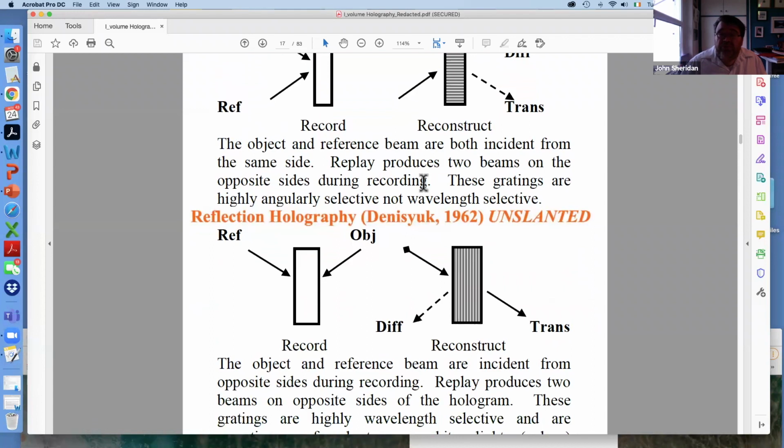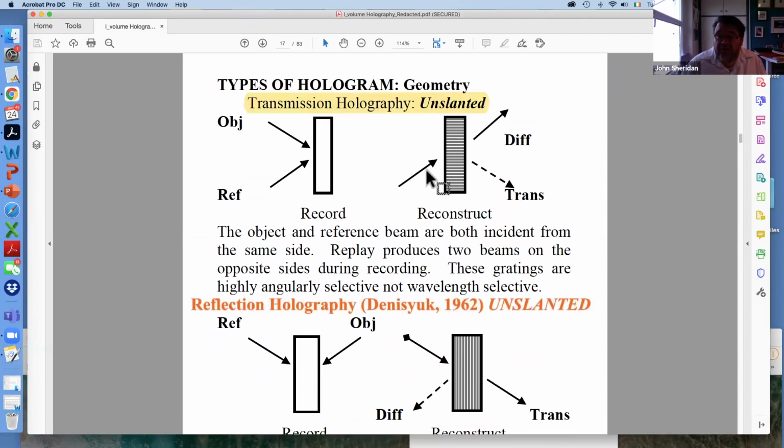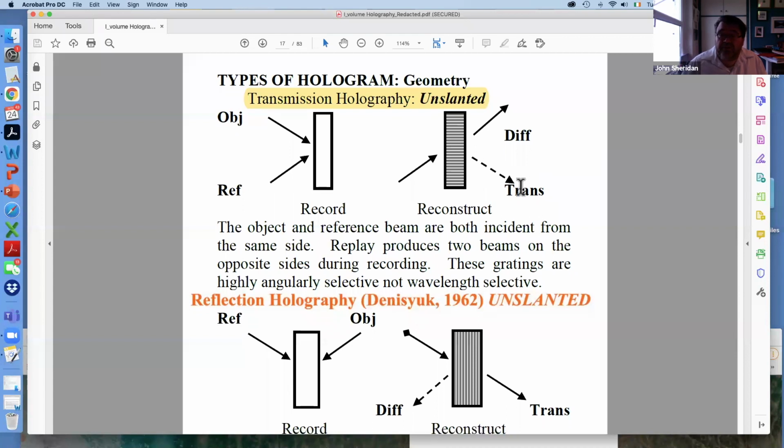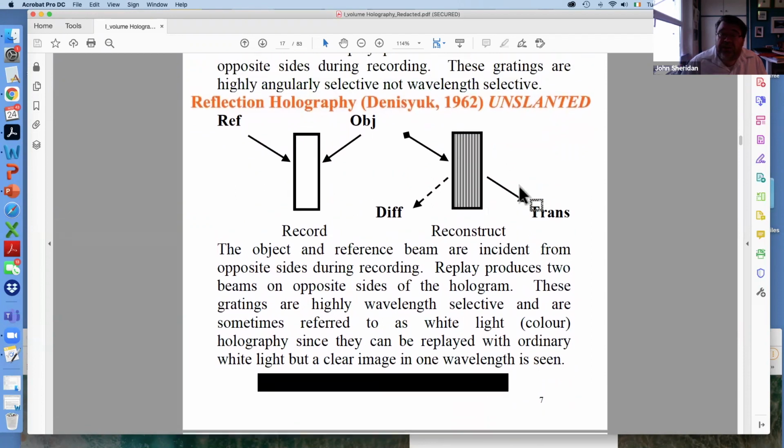Replay produces two beams on the opposite side during reconstruction, and these gratings are highly angularly selective but not wavelength selective. So if I change my replay wavelength, I still get a diffracted beam coming down here. But if I change the angle, typically the amount of light in the diffracted beam is going to disappear. And then Denisyuk worked with reflection gratings.